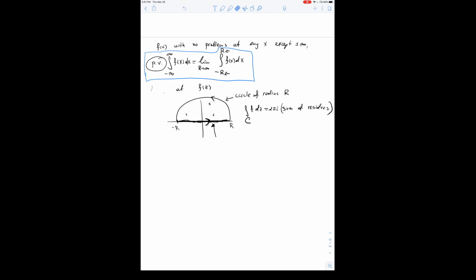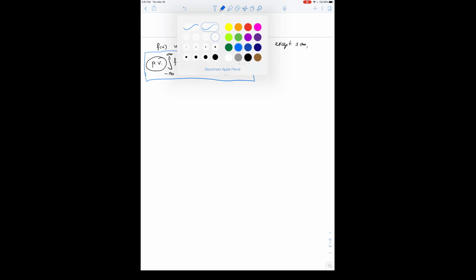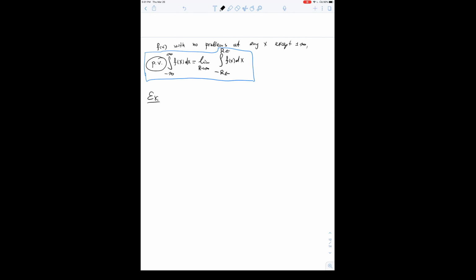Now, I want to erase all this because I was in a hurry and it kind of wasn't really good that I didn't give any example. So I want to give a very important example here. An example that shows how principal value can actually make a difference. So let's compute this integral.